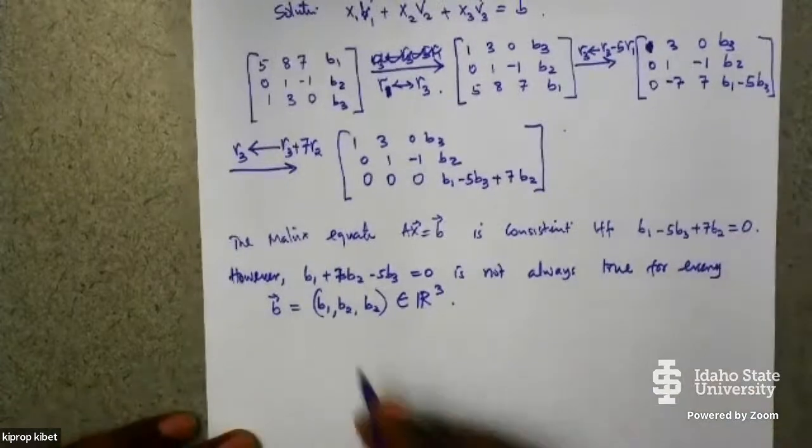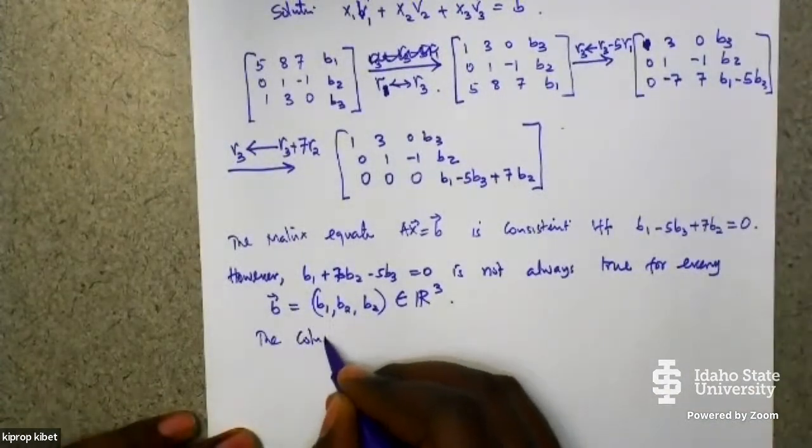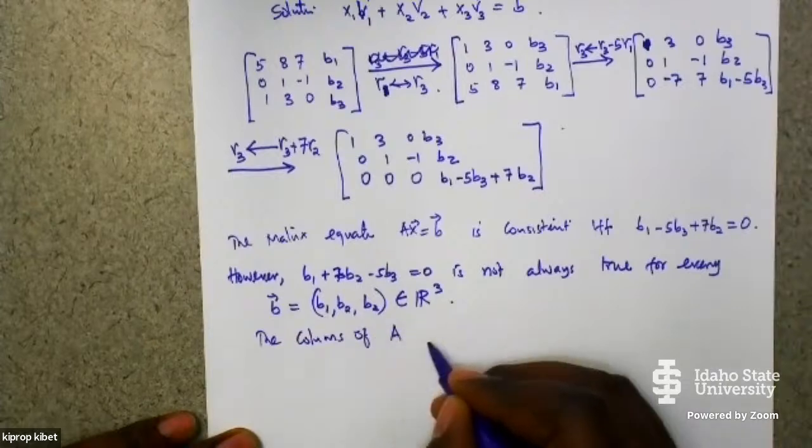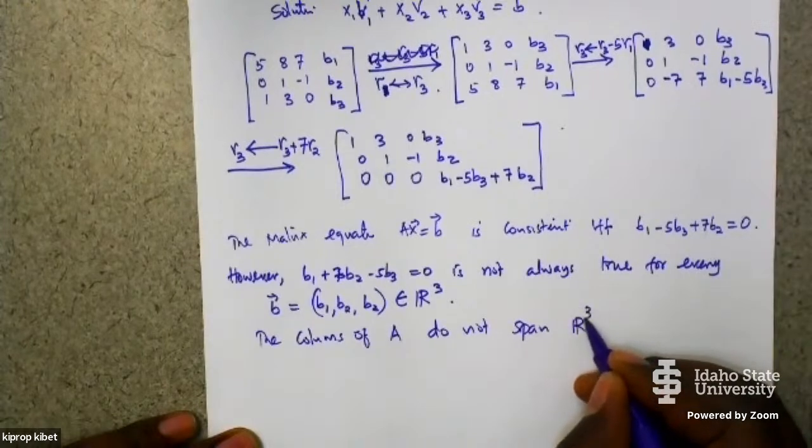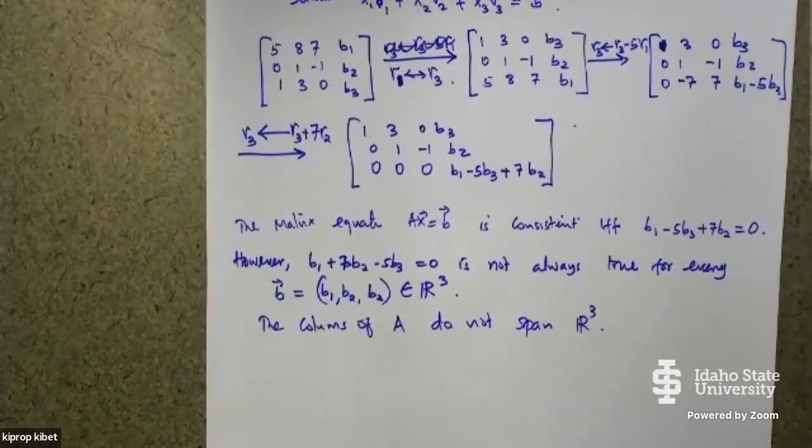Therefore, the columns of A do not span R3. It cannot be true, because you cannot say that when B1 is 0, then B2 can be 0 and B3 can be 0. It is not always true.